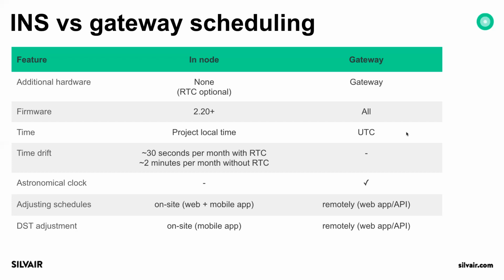The in-node scheduling runs events using the local time. It is subject to time drift, as I mentioned before, and in-node scheduling currently does not support astronomical clock, which is currently available only in our gateway scheduling. Adjusting schedules and adjusting to daylight savings time needs to be done on site using the mobile app, while the gateway scheduling can be adjusted remotely.